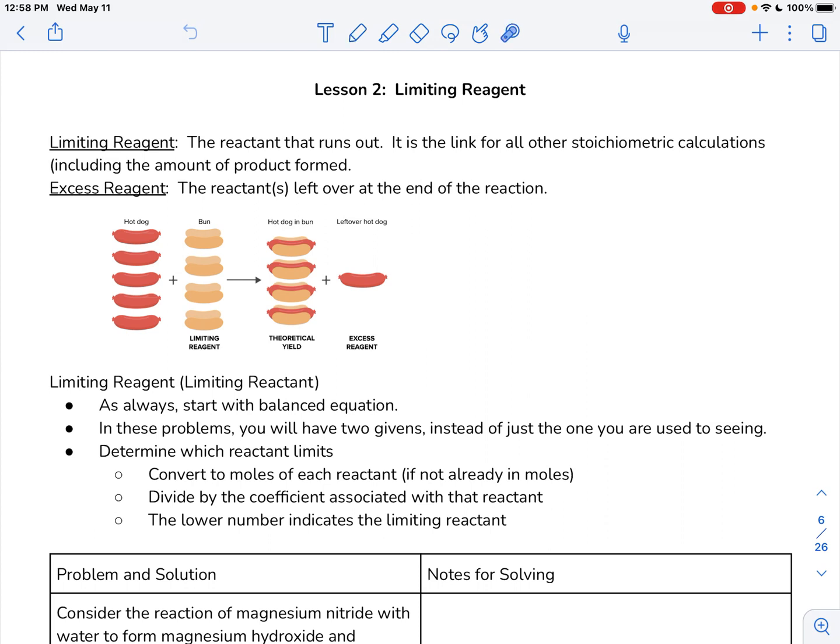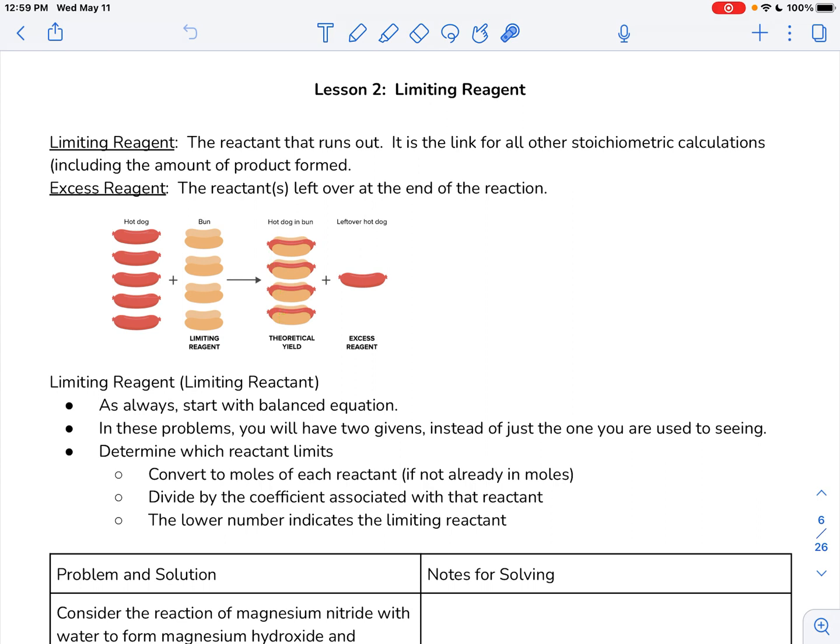So here is a little example that can illustrate this. We're making hot dogs, so our product is going to be a hot dog in a bun. If we start with 5 hot dogs and 4 buns, we can make 4 full hot dogs. Our limiting reagent is the bun because that tells us how much product we can make, and it is all used up. Our leftover hot dog tells us that it's the excess reagent. It did not determine the amount of full hot dogs we could make.